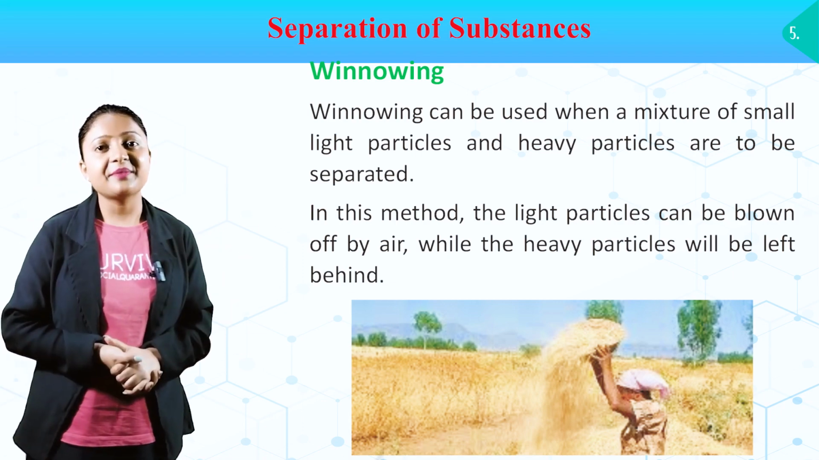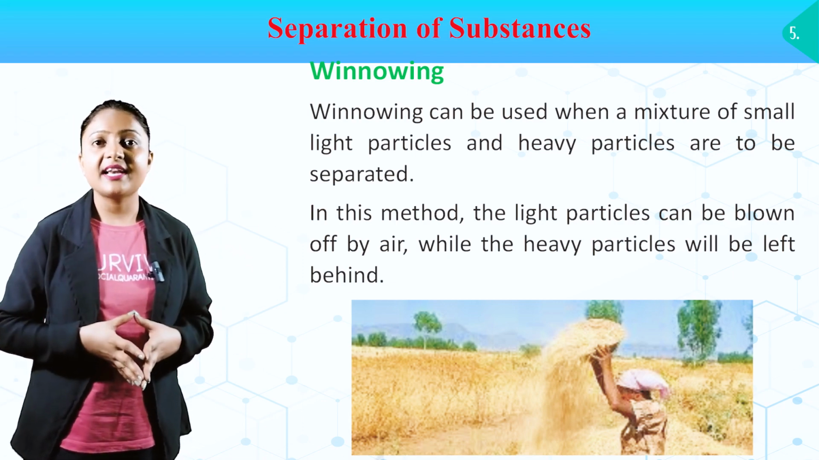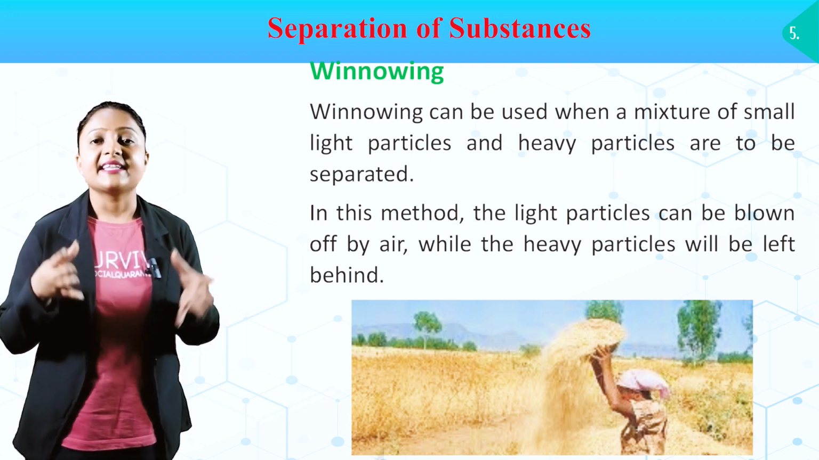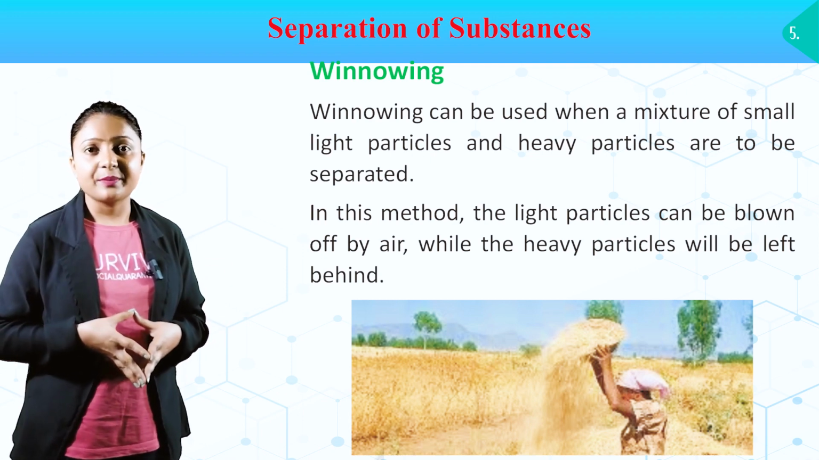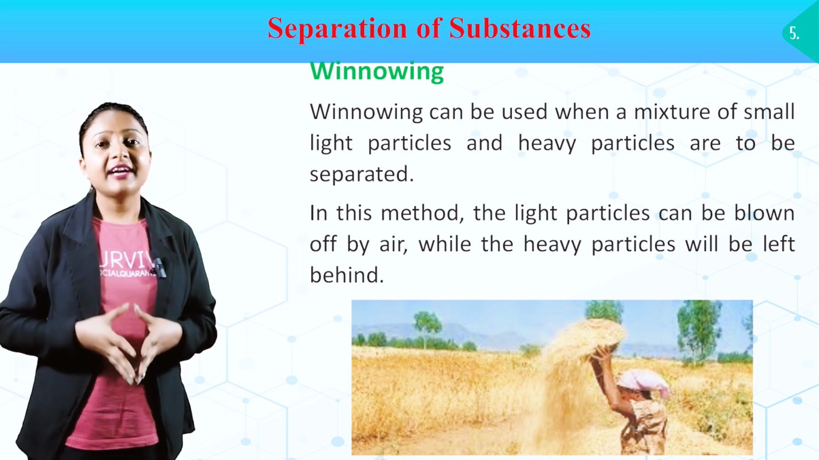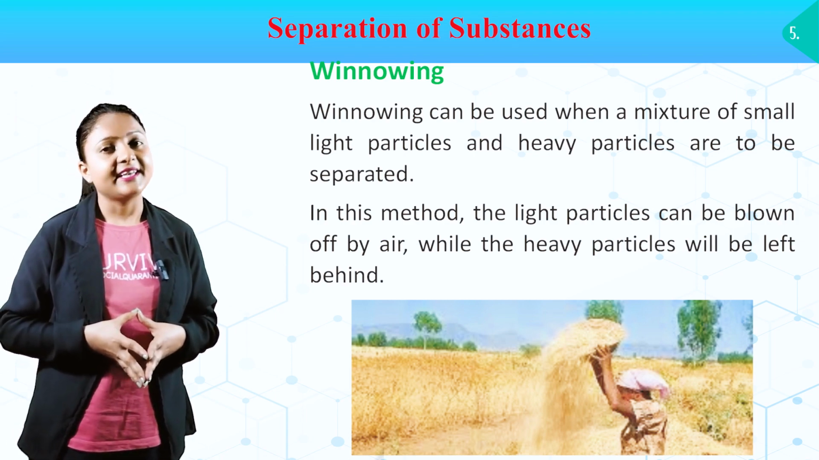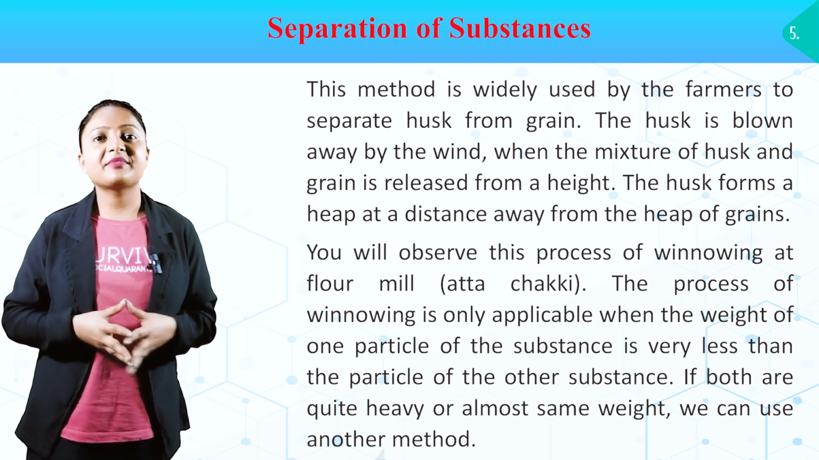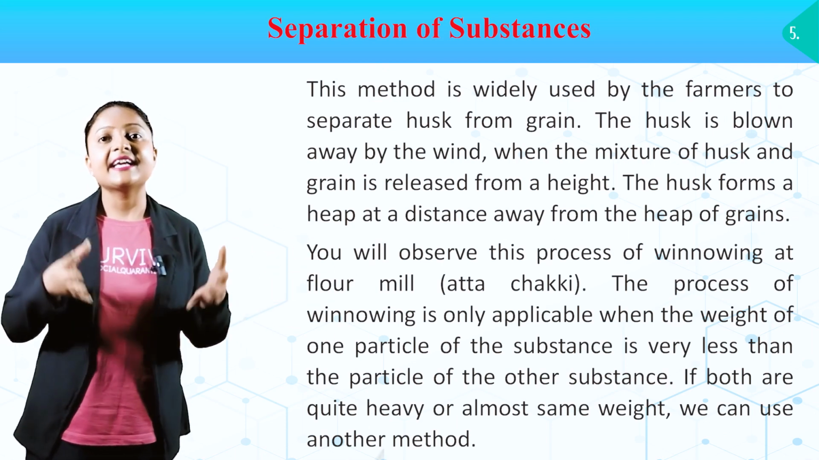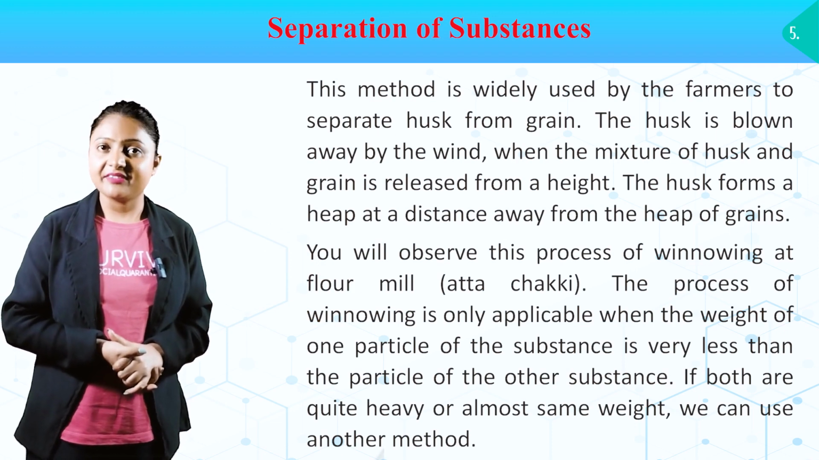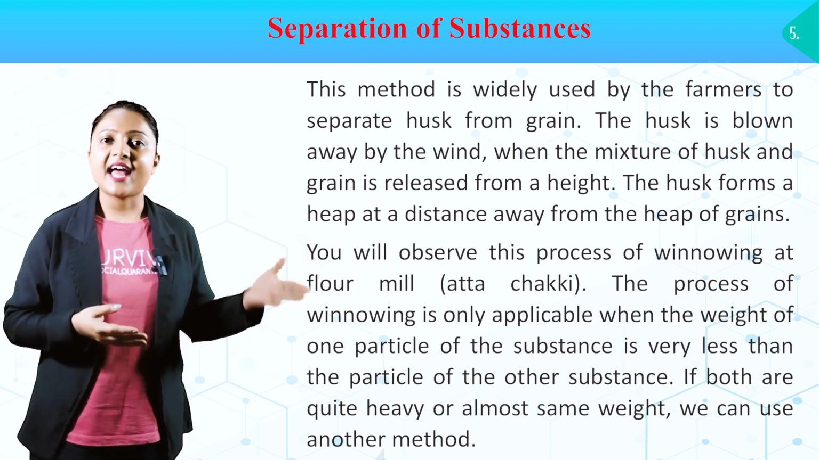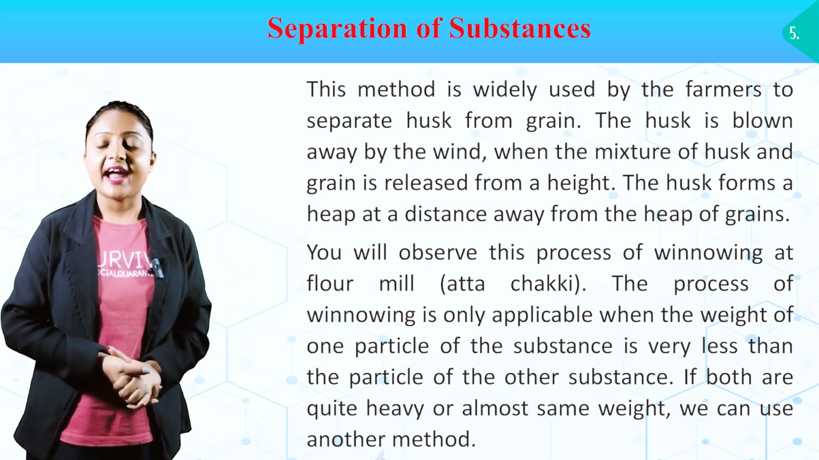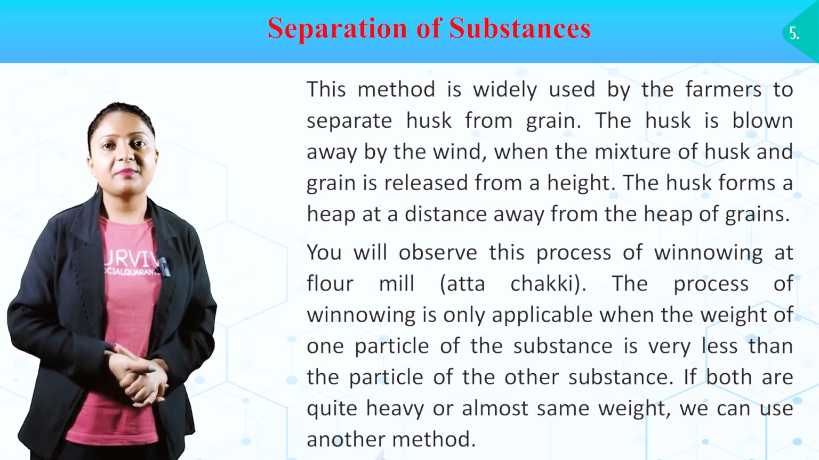Winnowing. Winnowing can be used when a mixture of small light particles and heavy particles are to be separated. In this method, the light particles can be blown off by air, while the heavy particles will be left behind. This method is widely used by the farmers to separate husk from grain. The husk is blown away by the wind when the mixture of husk and grain is released from a height. The husk forms a heap at a distance away from the heap of grains.